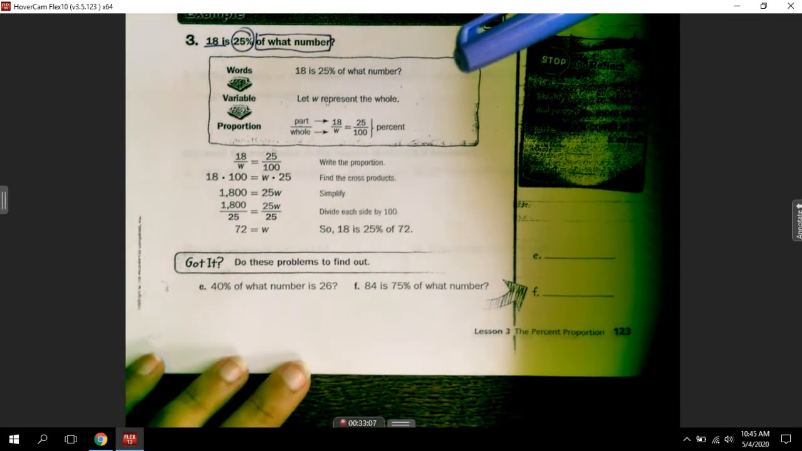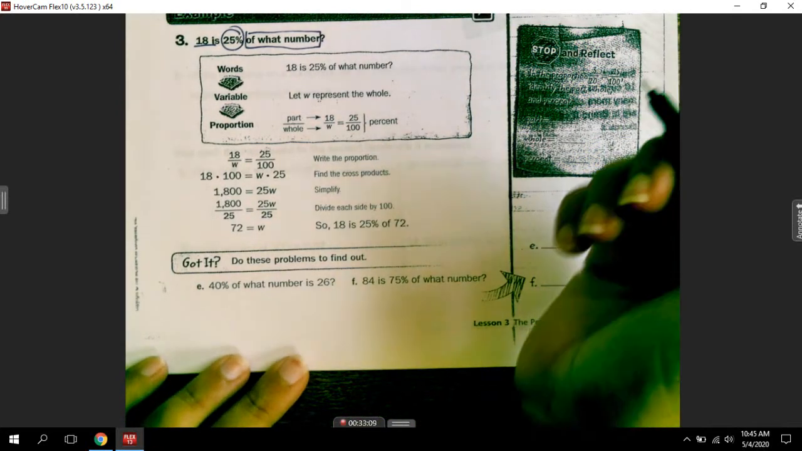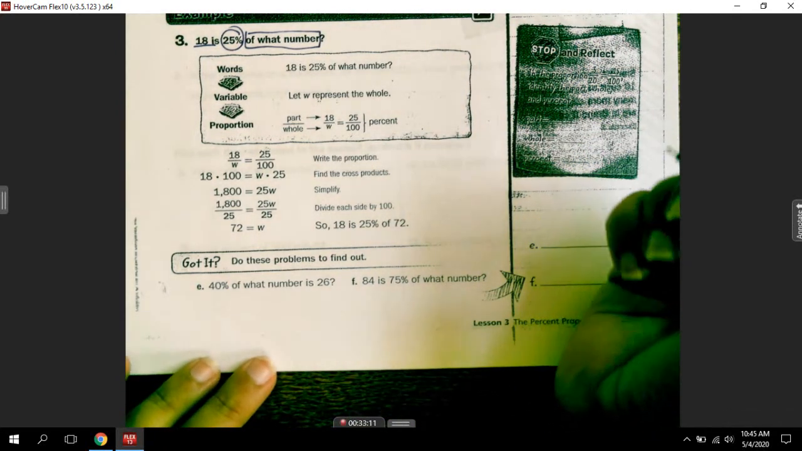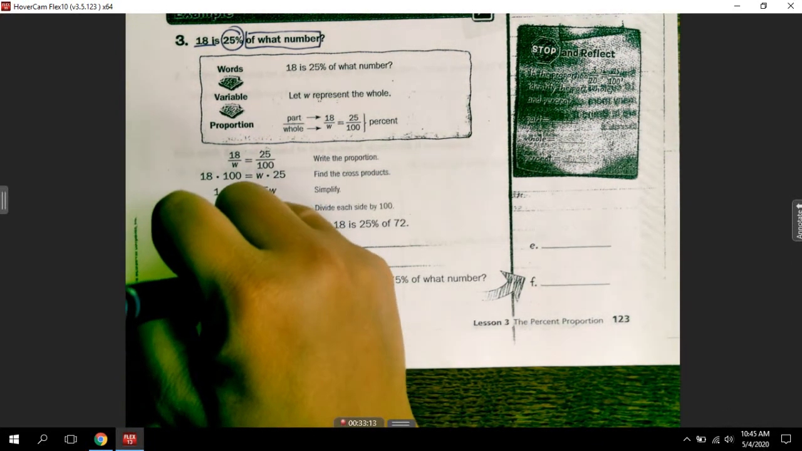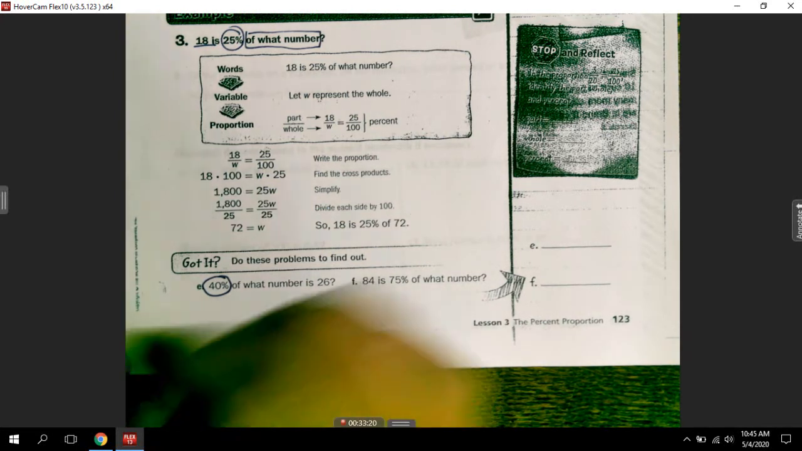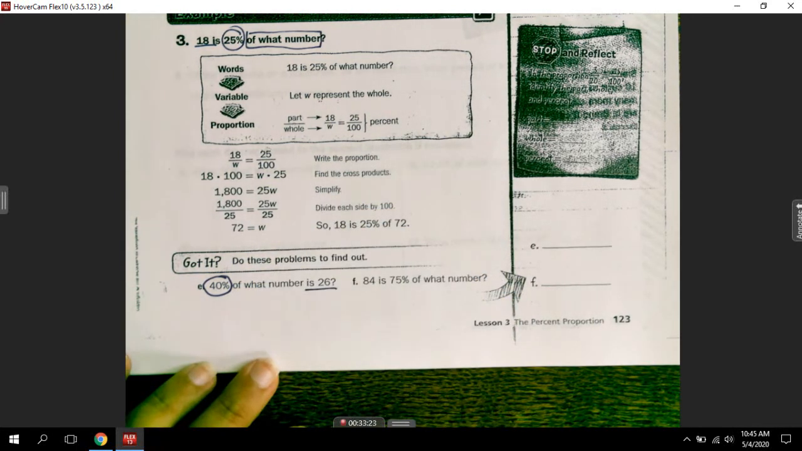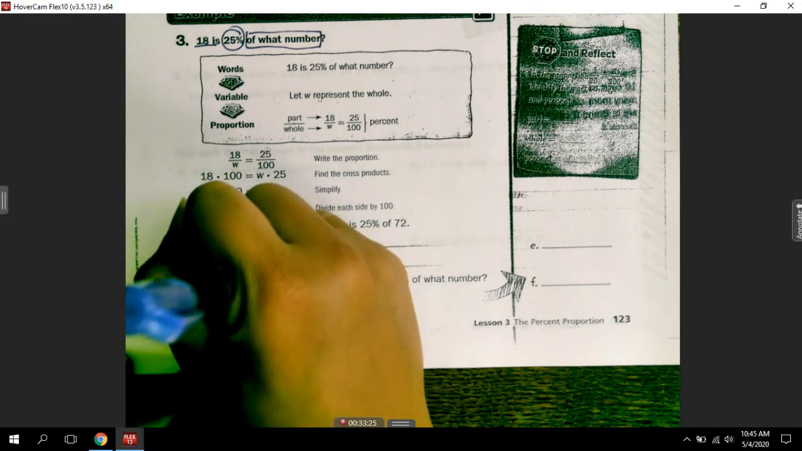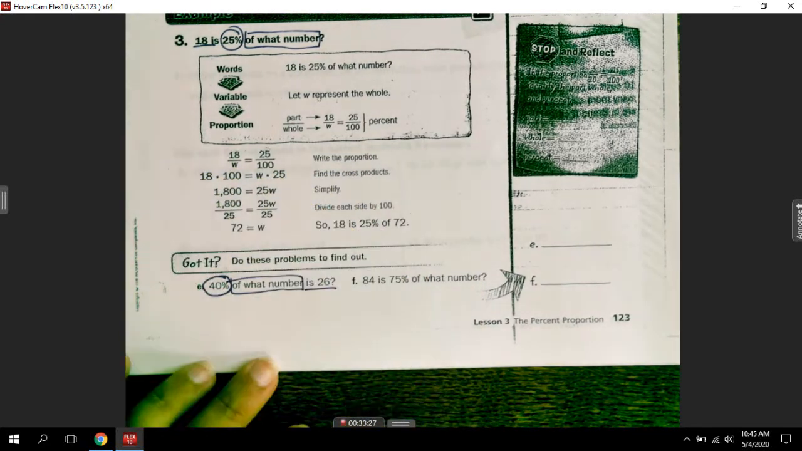Let's just go on and skip to E and F. E says 40% of what number is 26. So 40%, again, that's easy to spot. You're circling the percent, boxing the of, and underlining the is. So of what number is 26? Is 26 of what number? And that's what we're trying to find.